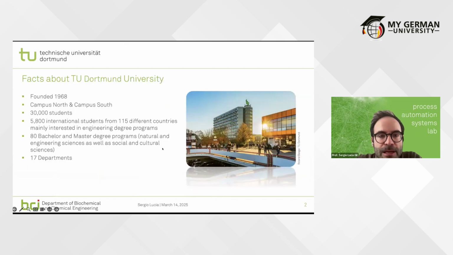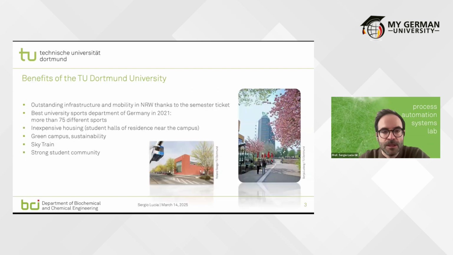So maybe a little bit about TU Dortmund University, in case you have never heard about this university. It was founded in the 60s. It has two campuses, North and South campus, 30,000 students. So it's a rather big university, a lot of international students, and it has 17 departments with many engineering subjects, but also other social sciences, math, and computer science. So it's a general university.